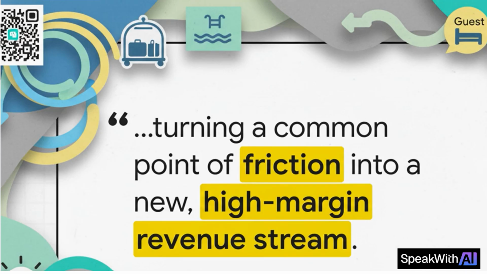And here's the beautiful part. The same AI agent that identified the problem is then programmed to sell the solution. It creates this perfect self-optimizing value loop. You identify friction, you monetize that friction, and you use the same tool to do both.